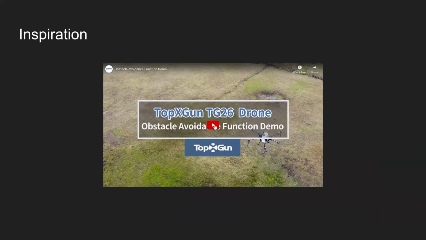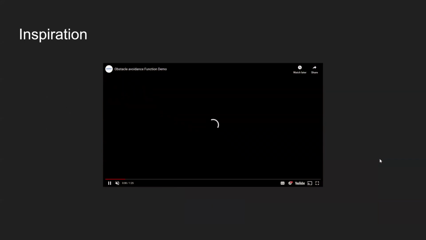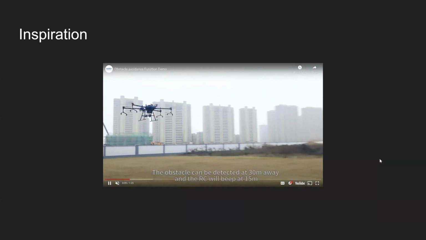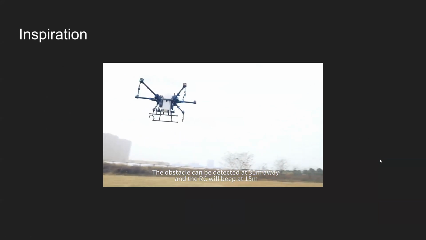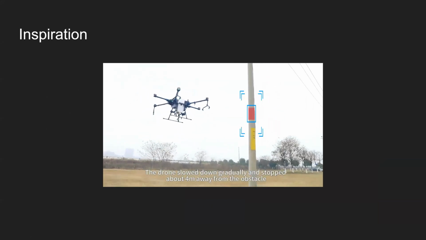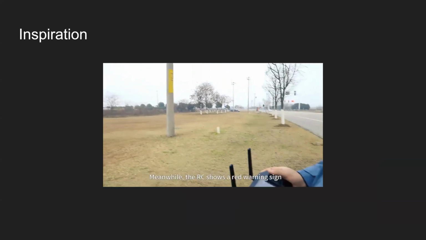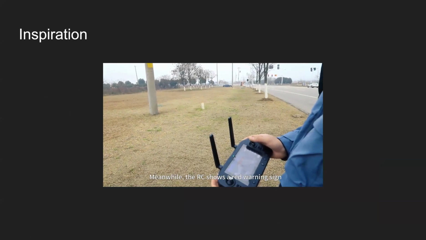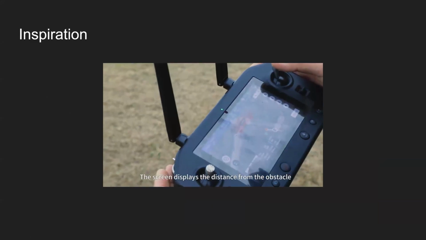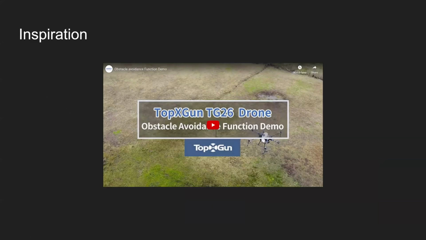This video served as some of our beginning inspiration. As you can see, the drone is a quadcopter, and it flies and identifies the pole, and then it will send feedback to the user interface device where it shows the warning sign that there is an interference detected in front of the drone. Our aerial drone would function very similarly.